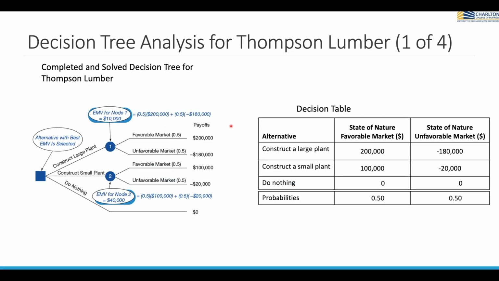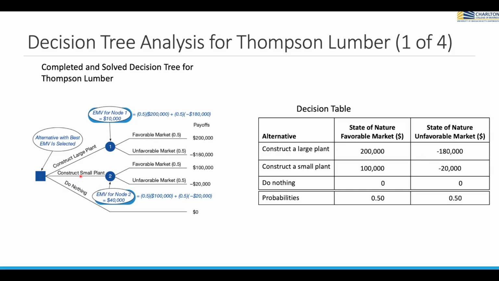Looking at the Thomson Lumber Company example again, this is the decision tree built from the decision table. When constructing a large plant and the market is favorable, with a 50% chance here, the payoff is 200K. And if we construct a large plant and the market is unfavorable, which is 50% of the time, or with probability of 0.5, the payoff would be losing 180K.